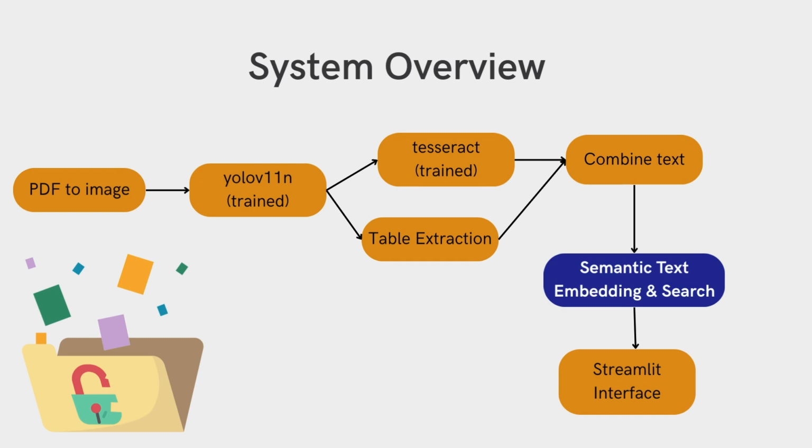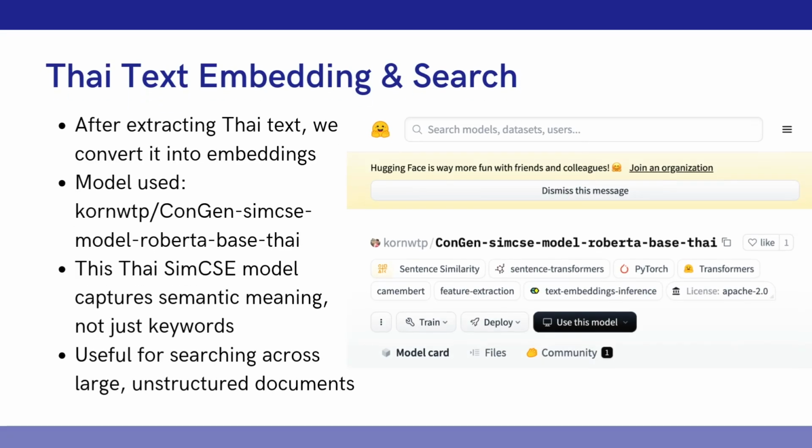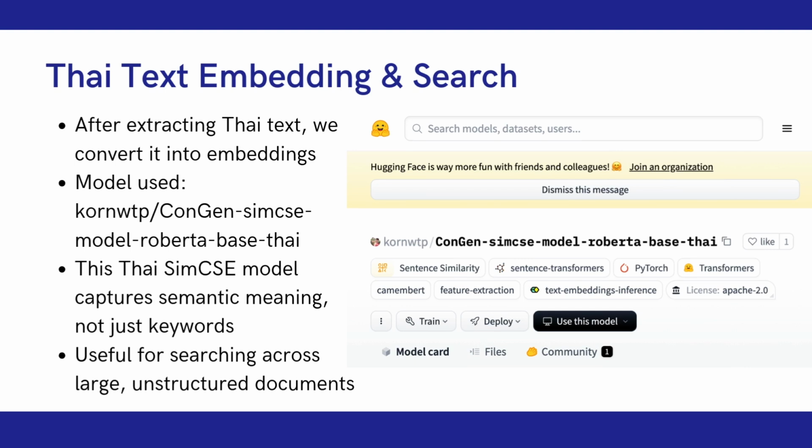Moving on. After we combine the text that we got from both Tesseract and img2table, we embed it. We turn it into vectors using a Thai language model called ConGen. This model understands the meaning of sentences, so users don't need to type the exact word or keyword, or spell it very correctly. The system can find results that have the same meaning.